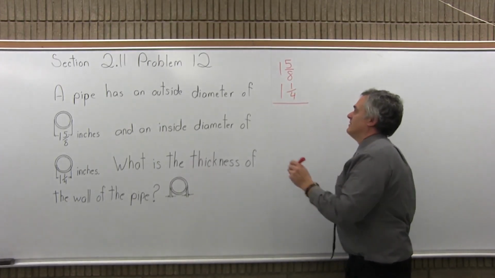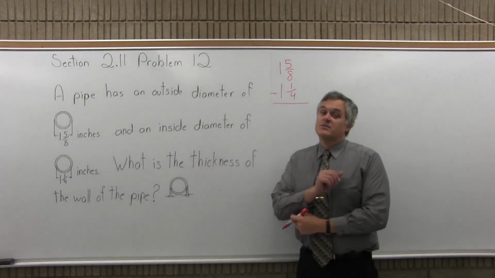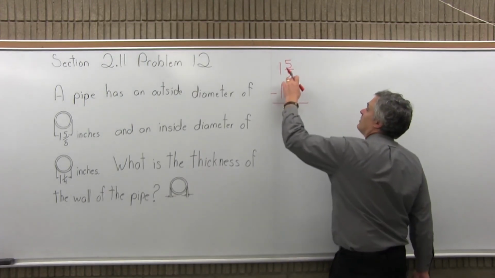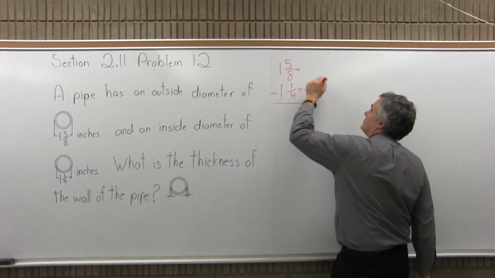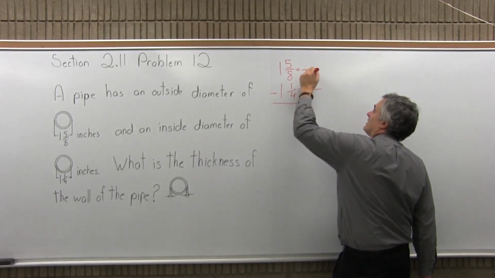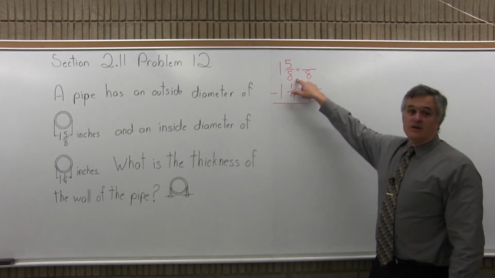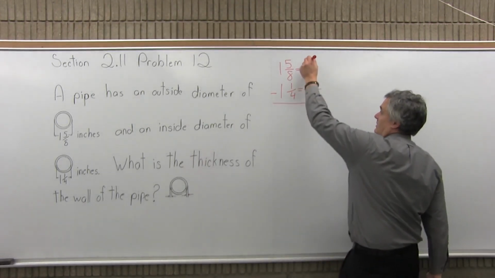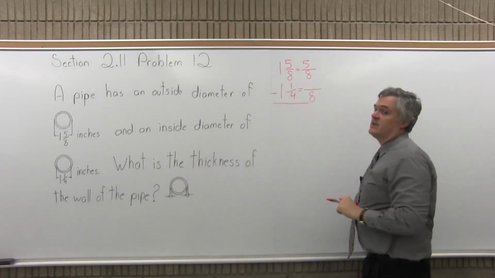the inside dimension. Now, in order to do that subtraction, I need to make a common denominator. To subtract fractions, the denominators have to match. But with denominators of 8 and 4, I can use 8. 8 is a good common denominator. Now, for the upper fraction here, if the denominator got to stay the way it was, the numerator will also get to stay the way it is. So if the denominator stayed 8, the numerator was 5, it gets to stay 5.